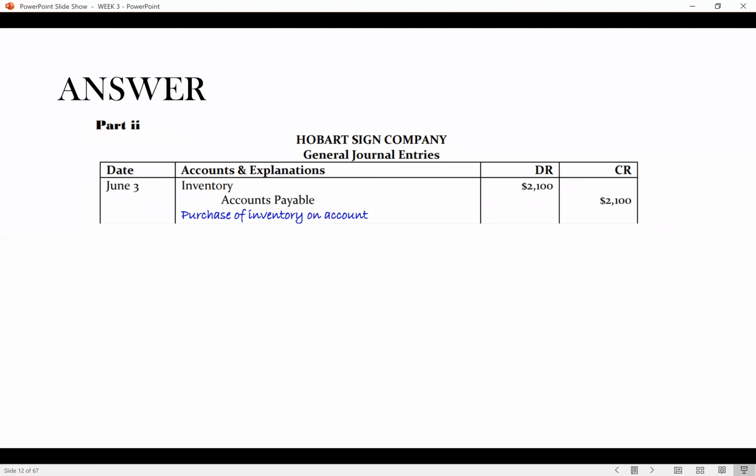So we purchased inventory. So it's a debit to inventory and a credit to accounts payable. A debit to inventory because inventory is an asset. You're purchasing, it's increasing. So that's a debit, 2,100. Credit accounts payable, a liability. When liability increases, we credit.